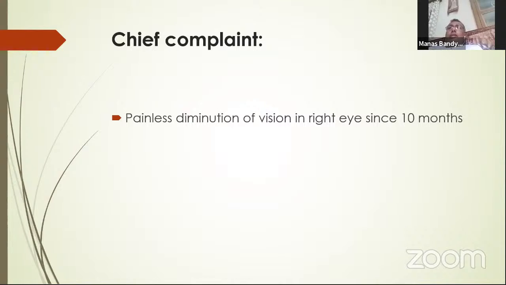Yes, sir. So do you think the patient has reached that stage? Because the other eye you said is normal. Your fundus examination is normal. Yes, sir. Okay, that we will come to later.